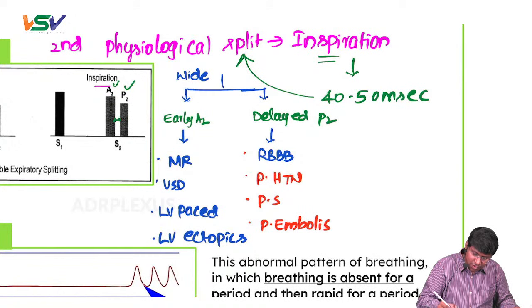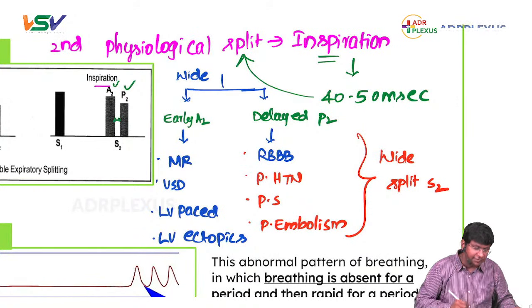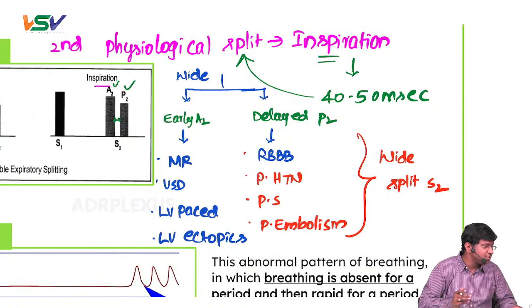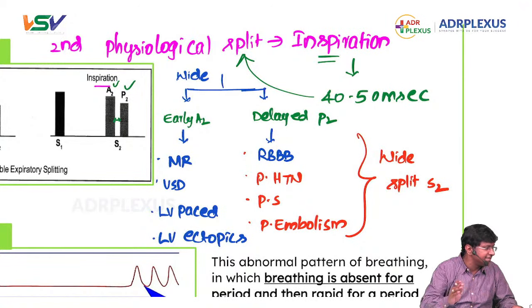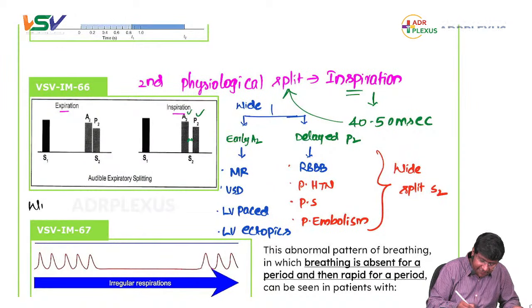So in all these conditions you will have a wide split S2, right? Wide split S2 is due to early A2 as well as delayed P2. Now tell me the conditions where you have a wide fixed split.